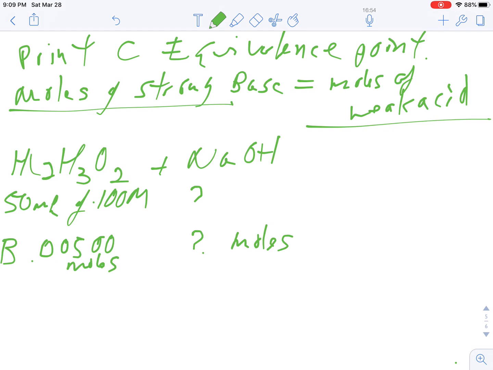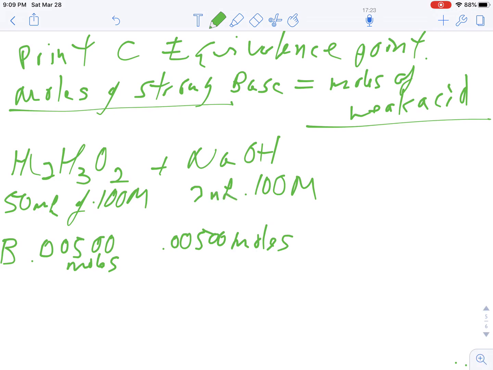Okay? When you are at the equivalence point, the moles of strong base and the moles of weak acid are equal. So I know that this number must be this. Okay? Has to be. All right? Now, because my concentration is this, they did that on purpose, and I did that on purpose to make it easy for you to figure out the milliliters, right?